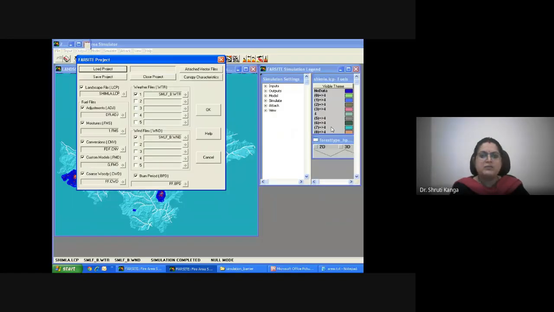In the next slides we will see a screenshot of the input parameters which we have taken. Here you can see that we have taken landscape files, different adjustments, moisture contents, then the different conversions, then the weather files, WTR, and the wind speed and direction related files. All are taken into the canopy characteristics. You also have to input that, and then attach different vectors. Then the burn period, where we have fixed a period, also has to be taken into consideration. Then we will go for the simulation model.